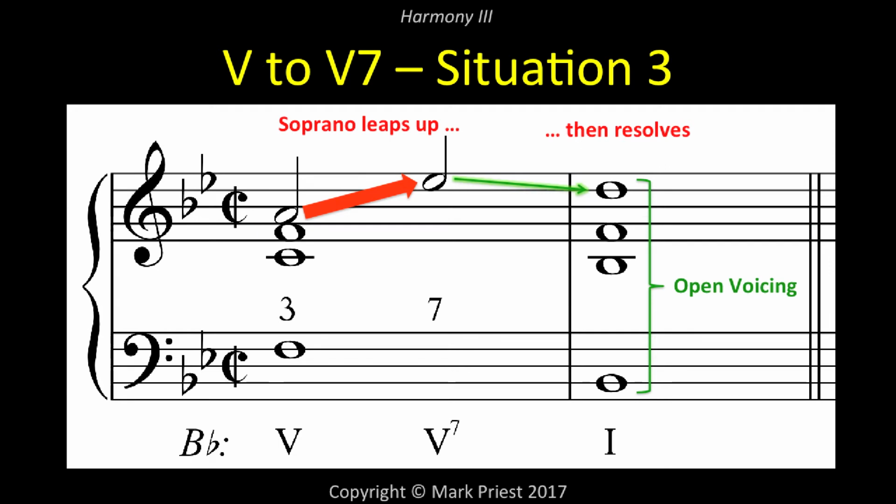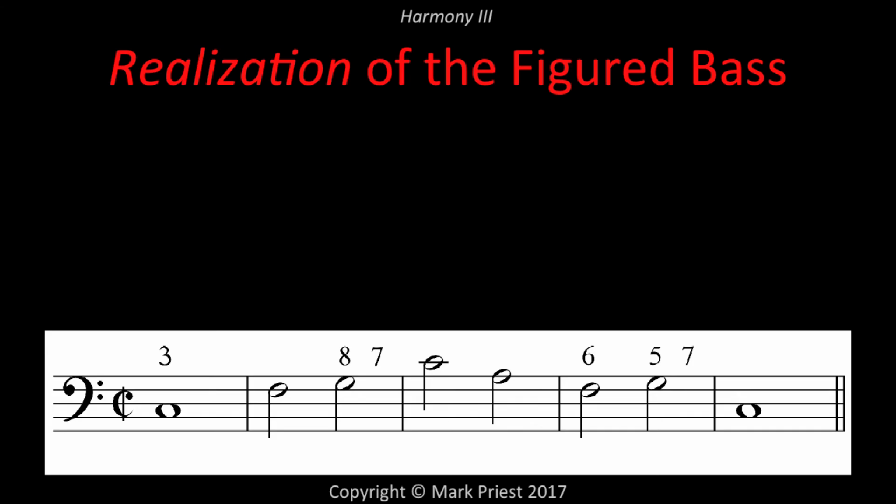Situation 3. You will encounter a small number of progressions where the third of the 5 chord skips up a diminished fifth to the 7th, then resolves. Observe that the voice leading is once more reflected in the figured bass. Notice also the open voicing of the final chord. How might you realize, that is, work out, the upper voices of this figured bass progression?